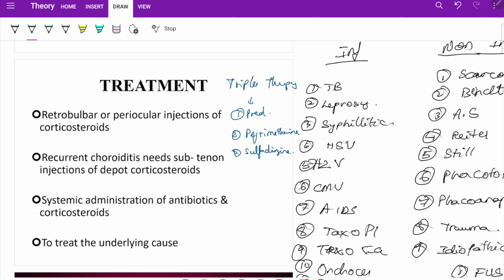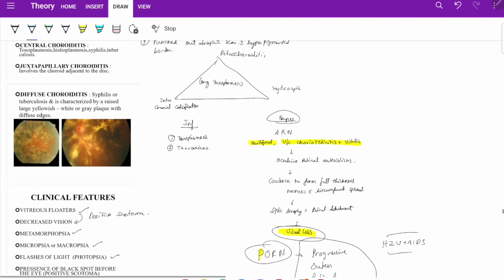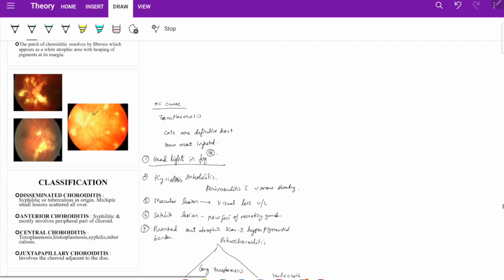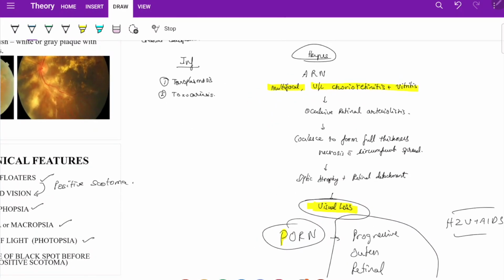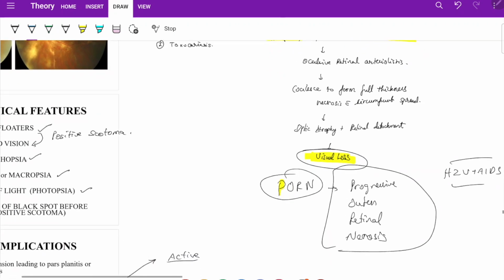So apart from posterior uveitis, the most common one we saw is this CMV chorioretinitis. In this CMV chorioretinitis, keep two clinching points. One, CD4 count will be less than 50 cells. Okay, so your CD4 count will be less than 50 cells. Okay, so what are you going to remember? In your CMV retinitis, remember the retinal hemorrhage and retinal necrosis will be there. I told you, right? The PORN, progressive outer retinal necrosis.